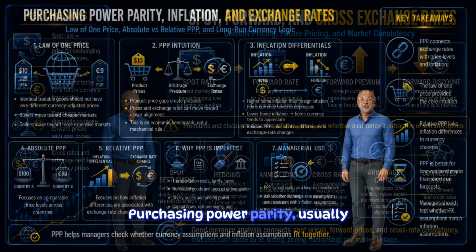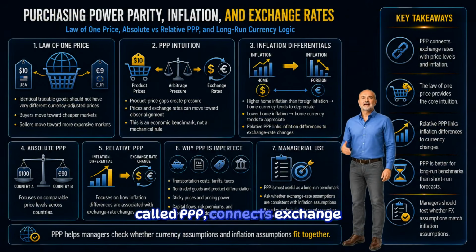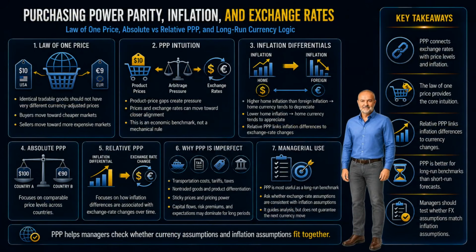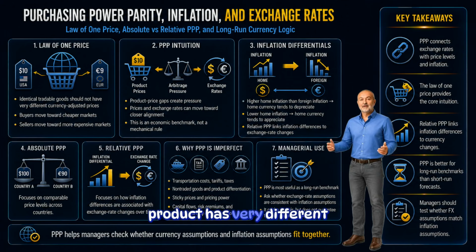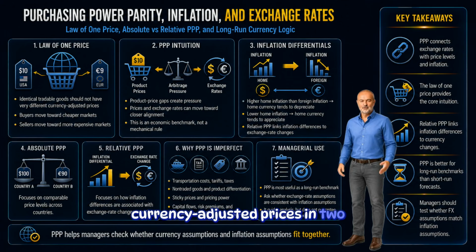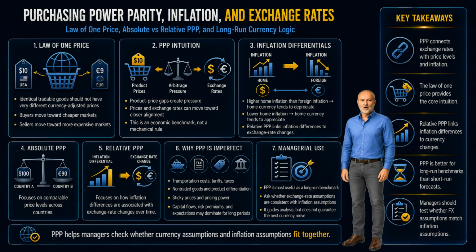Purchasing power parity, usually called PPP, connects exchange rates with price levels and inflation across countries. Its basic intuition comes from the law of one price. When an identical tradable product has very different currency-adjusted prices in two markets, buyers are drawn toward the cheaper market and sellers toward the more expensive one. Over time, this buying and selling pressure can move product prices and exchange rates toward closer alignment.